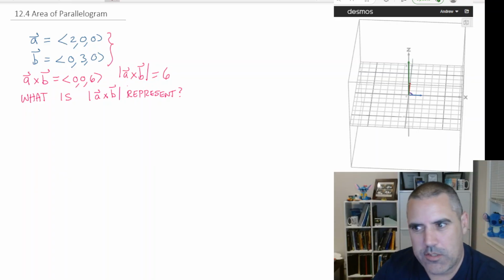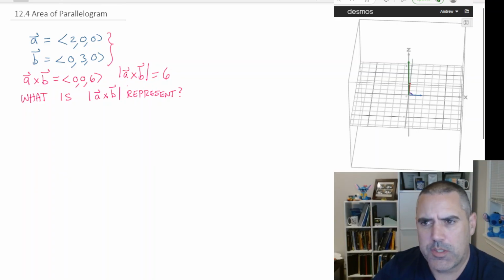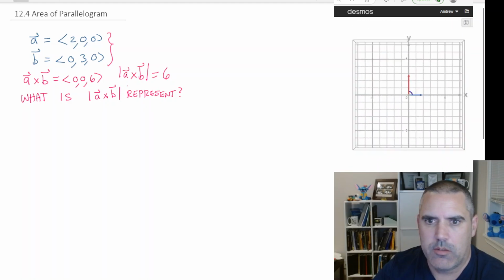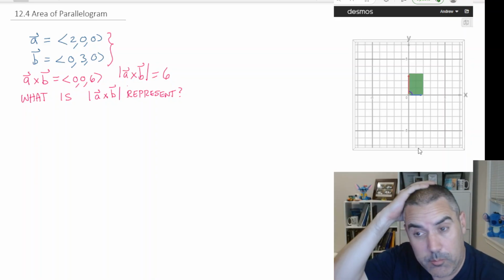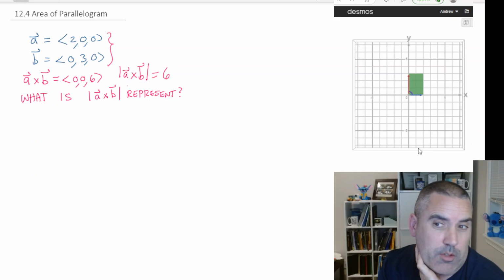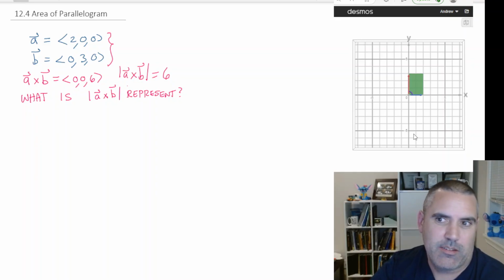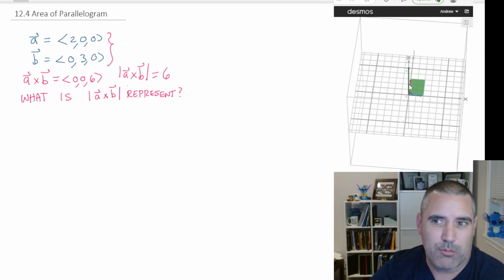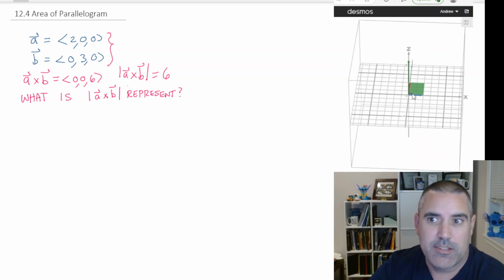It has an interpretation. And the interpretation is if you take those two vectors on the ground and form a parallelogram, the area of that parallelogram is the same as that length. It's surprising because it seems like those should be unrelated. The area is 6, the length is 6.